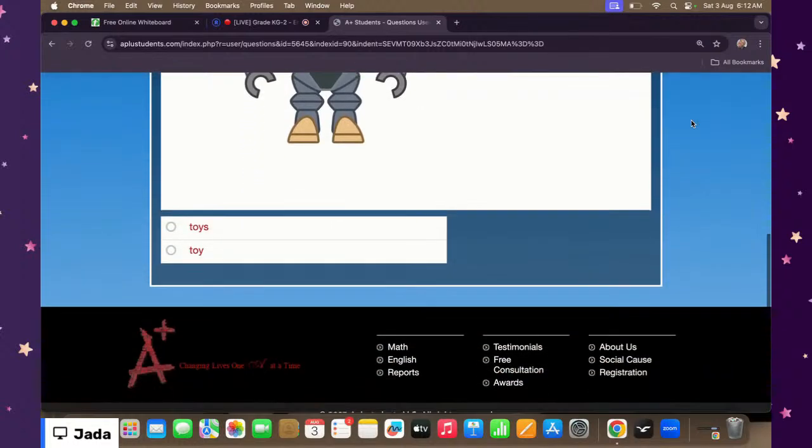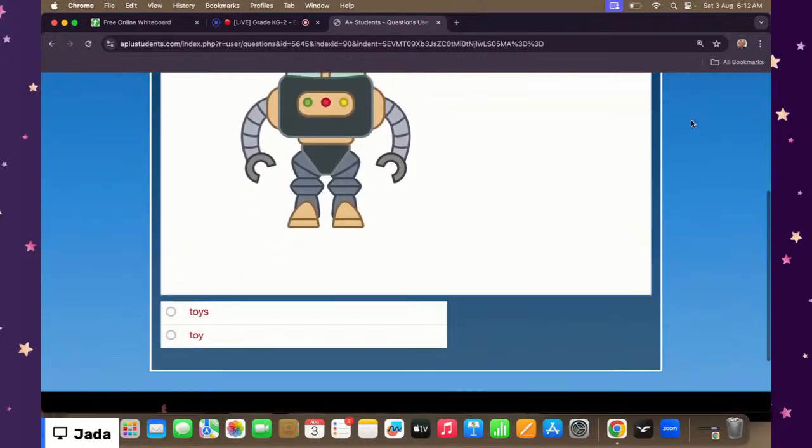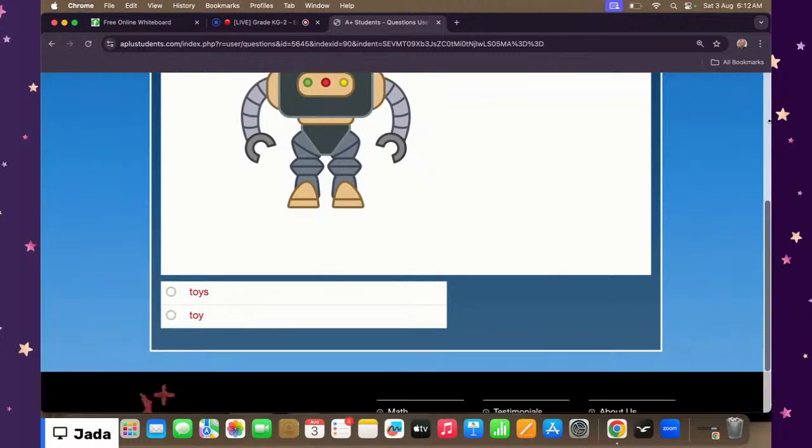So what is this? We have toy. Okay, so how many toy do we have? Just one toy. So we will put toy. No need for toys. Okay? Just one.